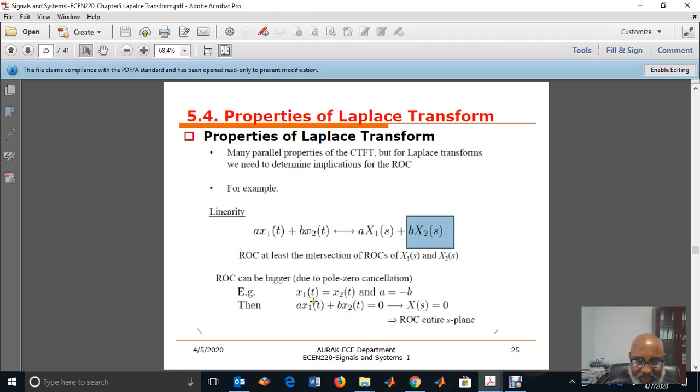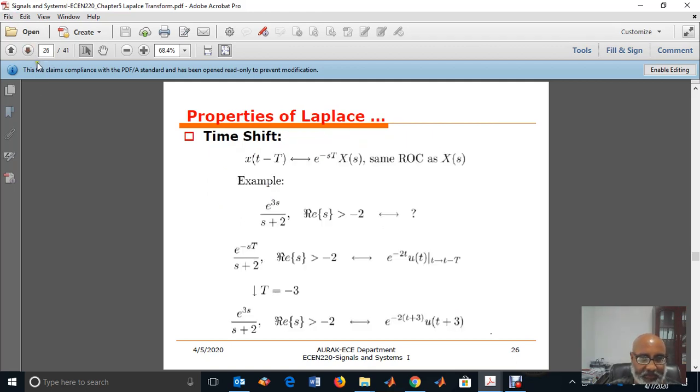Here there is one simple example. For example, if I have x1(t) equal to x2(t) and a is equal to minus b, then X(s) is equal to 0. Of course, for X(s) equal to 0, the region of convergence is the entire S plane. Time shift property, this is very important.